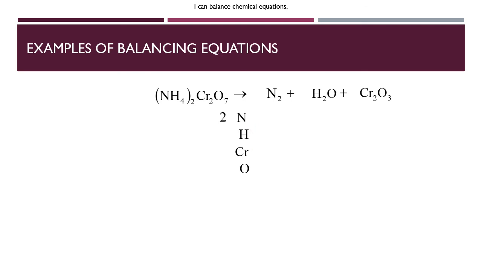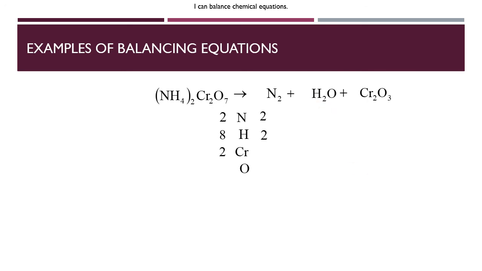So doing my counts here, I have 2 nitrogens. That 2 there, because it's outside the parentheses, applies to the nitrogen, which is inside. I have 2 nitrogens on the right, so that's balanced, at least to start with. I have 8 hydrogens on the left because 2 times 4 is 8. Again, it's not 2 plus 4, 2 times 4. So that's 8 hydrogens on the left. Then I have 2 on the right there in the water.